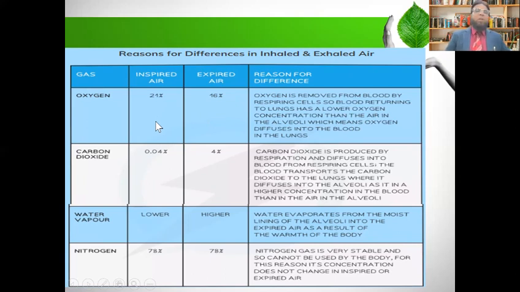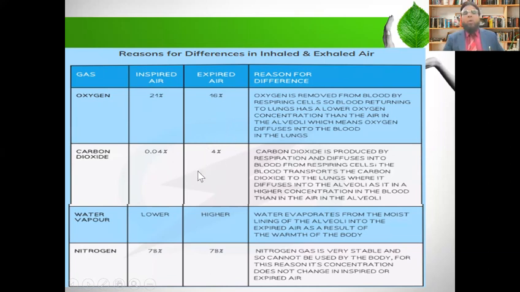See, when we inhale, it is generally thought that we are inhaling only oxygen. Not only oxygen, we are also inhaling so many other gases too. For example, carbon dioxide gas in the atmosphere, 0.04% carbon dioxide gas is there, which we inhale or inspire. And when we expire, it becomes 4%.